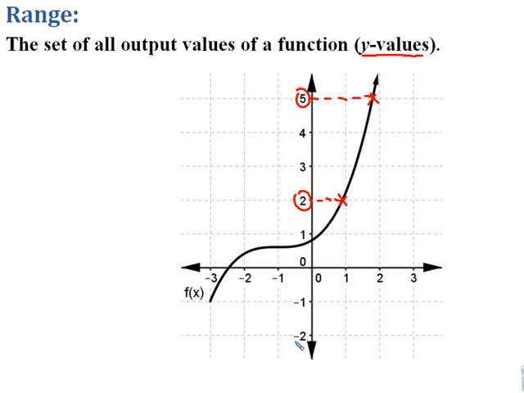And if I looked at something like y equals negative 2, I'd say that that's out of my range, because there's nowhere on that graph that corresponds with y equals negative 2. So that's how we determine whether values are in or out.